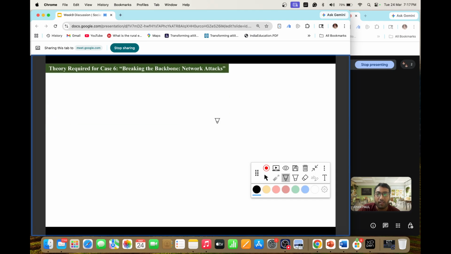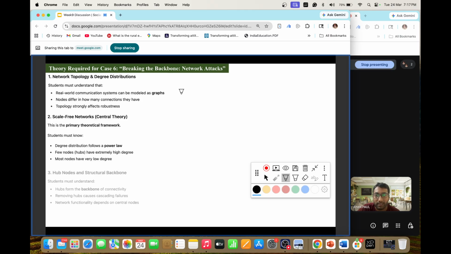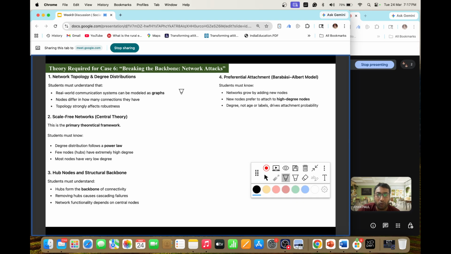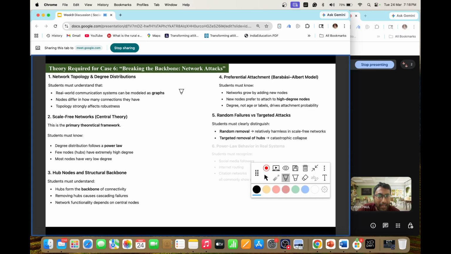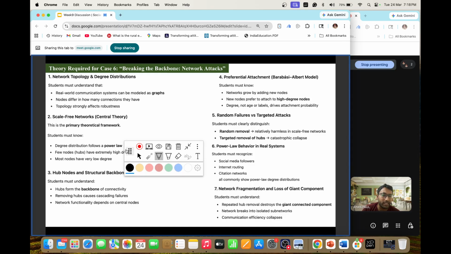So what theory we require? Network topology and degree distribution. Real world communication system can be modeled as graph. Nodes differ in how many connection they have. Topology strongly affects the robustness. Scale free network, we have seen hub nodes and structural backbone. We have seen preferential attachment, random failure versus targeted attacks, and power law behavior in real system, network fragmentation and loss of giant component. Everything we have studied, so I am not repeating again. This case assesses understanding of scale-free network, topology, preferential attachment, hub-based connectivity, and the vulnerability of networks to targeted attacks.